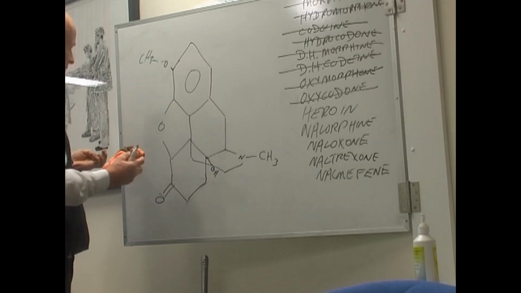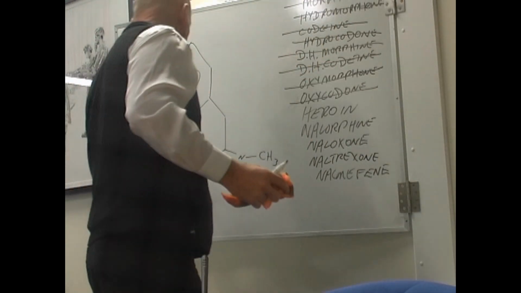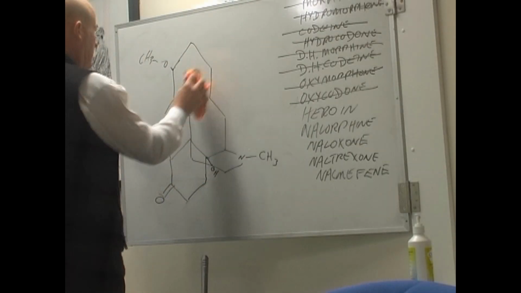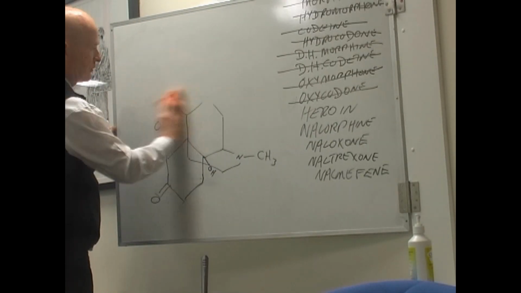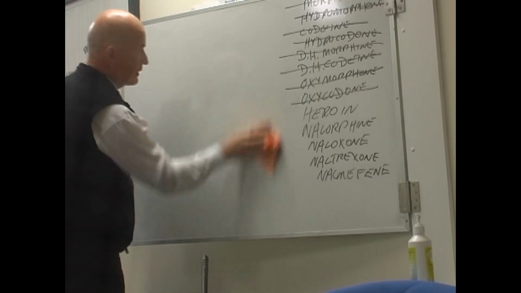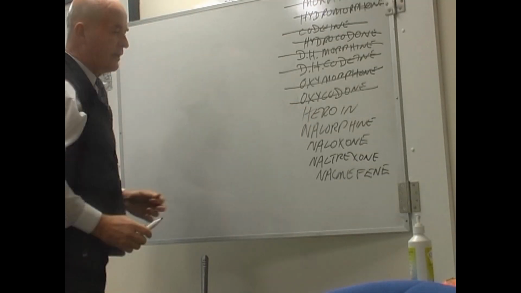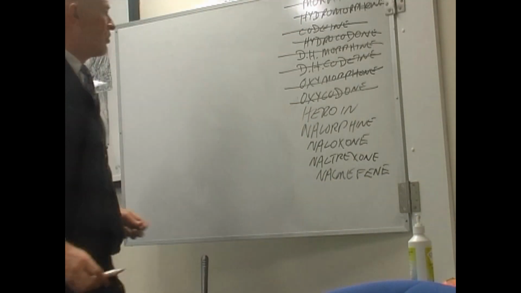Now heroin, what is heroin? If we go back to the morphine molecule, it's good to rewrite these out every so often because it all becomes a bit messy. So now we want the structure for heroin. Heroin's other name is diacetylmorphine.